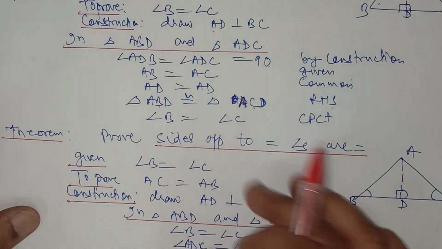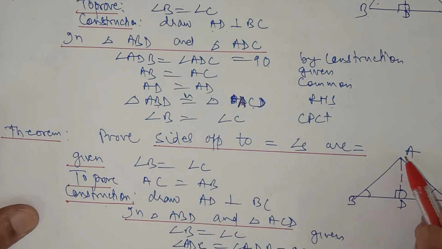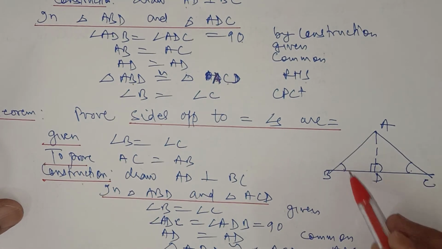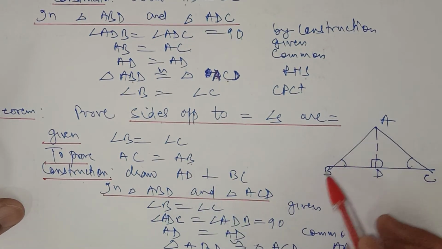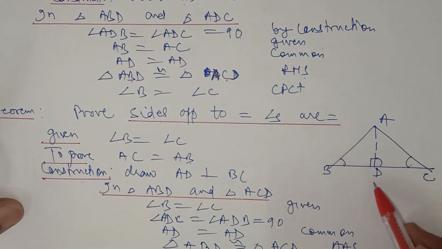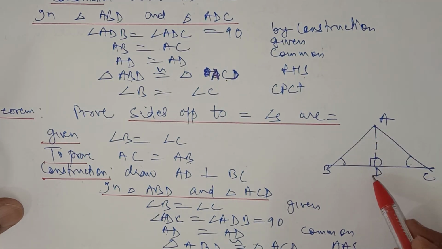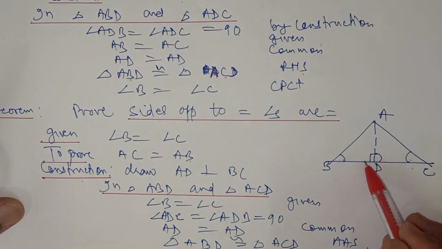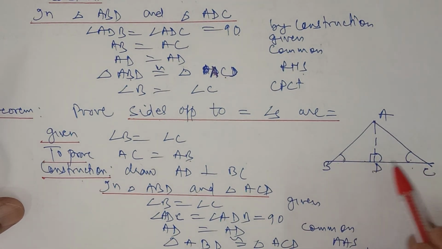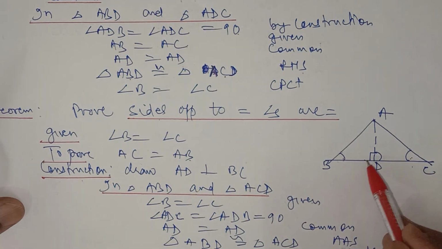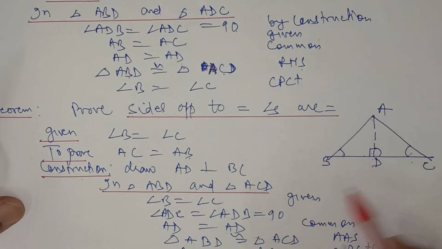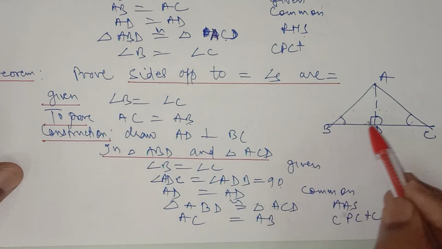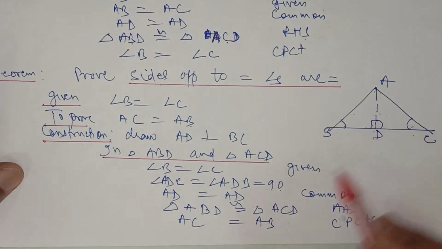Now this is the opposite theorem: if the angles are equal, then you have to prove that the sides opposite to them are also equal. So there is a triangle ABC in which angle B is equal to angle C, and you have to prove that AB is equal to AC. So again you draw a construction here, draw AD perpendicular to BC. Now you can easily prove that triangles ABD and ACD are congruent by angle B equal to angle C, it is given, and angles ADB and ADC both 90 degrees, and AD is common to both the triangles. So by angle side angle, the triangles ABD and ACD are congruent.